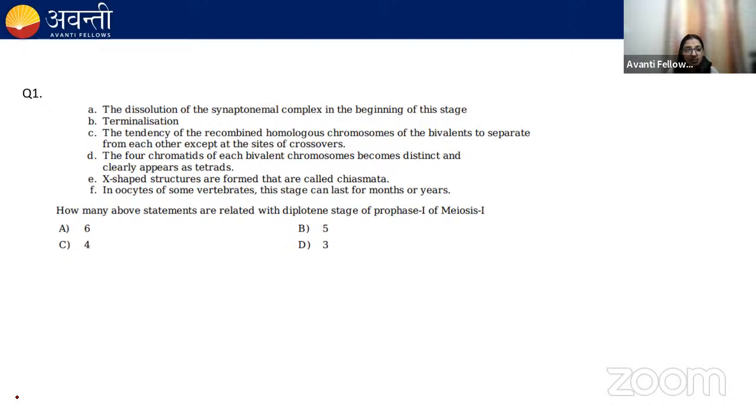E says X-shaped structures are formed that are called chiasmata. F, in oocytes of some vertebrates, this stage can last for months or years. How many of the above statements are related with the diplotene stage of prophase 1 of meiosis 1? What do you think the correct option will be?